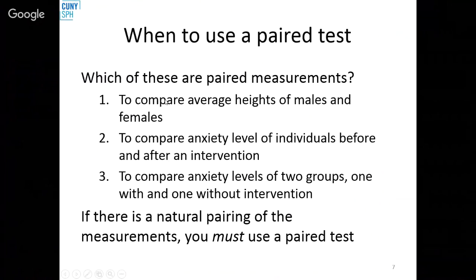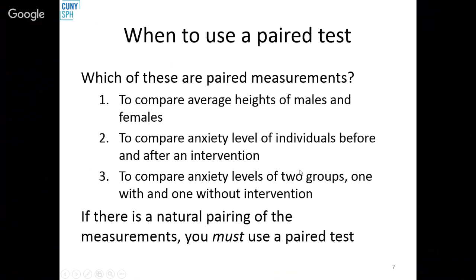So these should be easy by now, but I thought I would ask you a few questions. Let's say we have measurements that are made to compare the average heights of males and females from a sample. Paired or not paired? Not paired, very good. To compare the anxiety level of individuals before and after an intervention. Paired. Paired, excellent. To compare anxiety levels of 2 groups, one with and one without intervention.